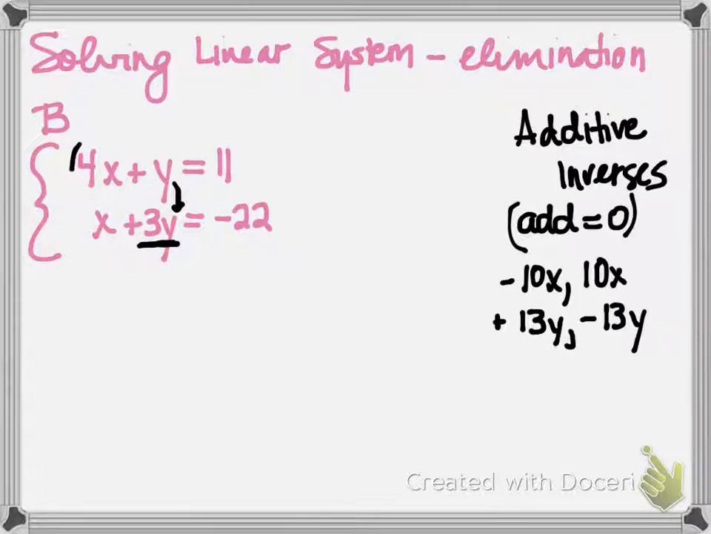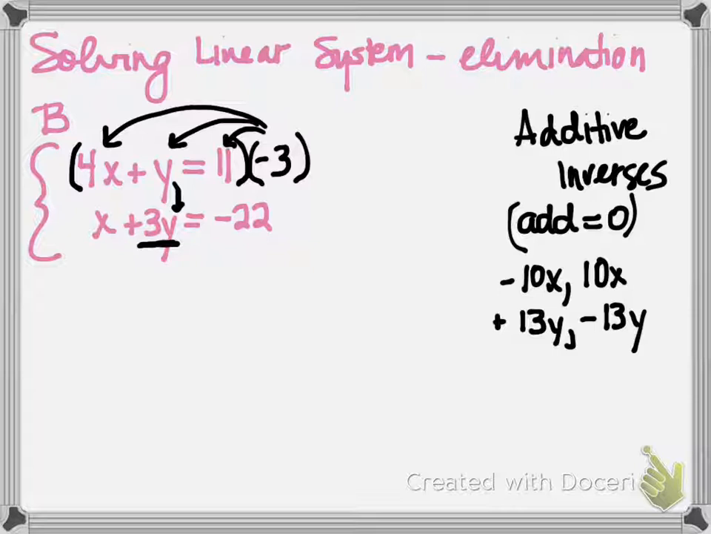We can multiply this whole top equation by negative 3. Because when you multiply everything by negative 3, and I mean every single term, not just the first one, not just the second one, all three, we'll get a new version of equation 1. The new version of equation 1 will say, negative 3 times 4x, negative 12x. Negative 3 times y is negative 3y. Negative 3 times 11 is negative 33.